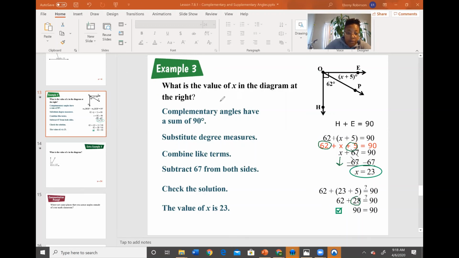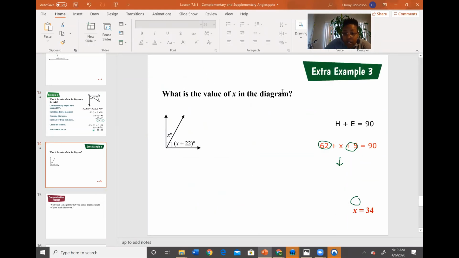One more example. Remember, you can rewind this video. You can stop this video. This video is for you. When you see this, what should you be thinking? Corner, complementary, 90. Straight line, supplementary, 180. All right, here we go. I'm going to clear that.